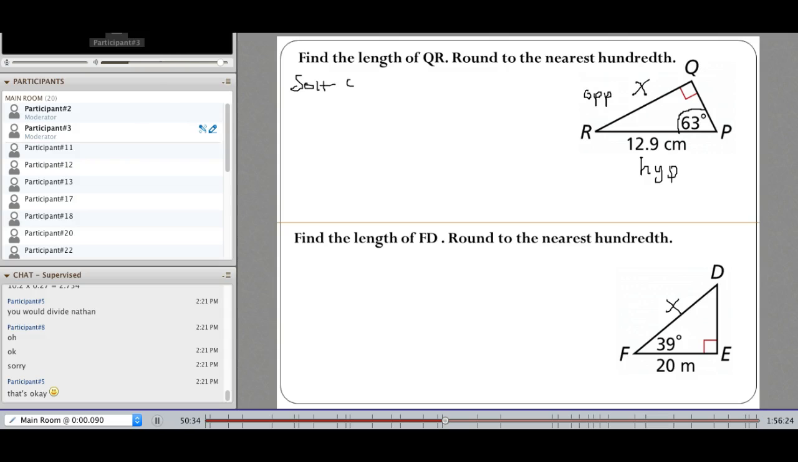So think of SOHCAHTOA. We have the hypotenuse. We're looking for the opposite side. And then this bottom one, we have angle F. We have the adjacent side. And we're looking for the hypotenuse. Okay, so what trig ratio should we use for number 1? And what trig ratio should we use for number 2? Think about which trig ratio deals with opposite and hypotenuse, which trig ratio deals with adjacent and hypotenuse.